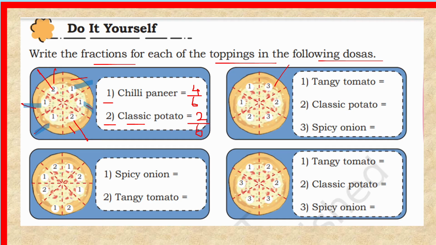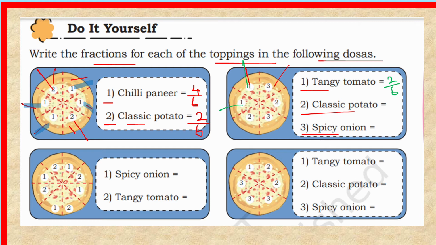See this dosa? This dosa is also divided into 6 equal parts. Then 1 represents tangy tomato, 2 represents classic potato, 3 represents spicy onion. Then what about the fraction of tangy tomato? See, this is 1, then 2, only 2 parts. 2 parts contain tangy tomato. So out of 6, only 2 parts. So 2 by 6 is the fraction.